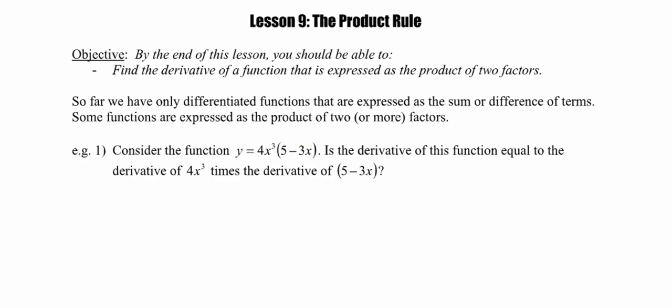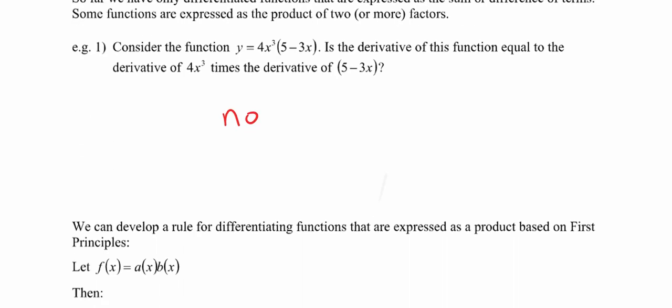All right. So the question here is, if we have this function, is the derivative of the function equal to the derivative of 4x to the power of 3, so this one, times 5 minus 3x, which is times this one? So can I just take the derivative of this, and then multiply them to get the derivative of the whole thing? And it turns out that no, you can't. So I'm not going to go any more into that. I'll say no, it doesn't actually work out.